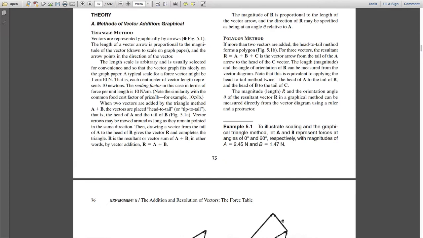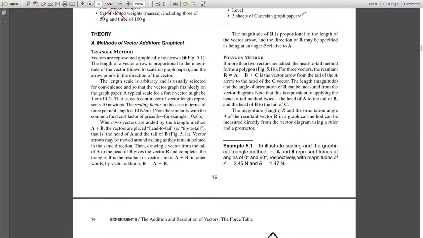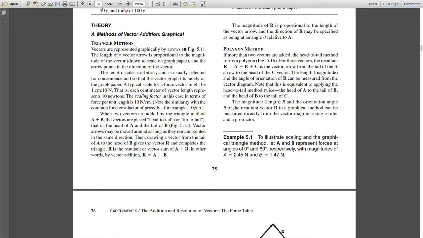Okay, and then there's also a polygon method. The polygon method is for when you have more than two vectors. In that case you are going to form a polygon. If you have 2, 3, 4 vectors, let's say you have vector A and vector B like this, and vector C running like that, then the resultant vector is again the one that runs from the tail of the first vector to the head of the last vector. That vector is known as the resultant, or the sum of all those.